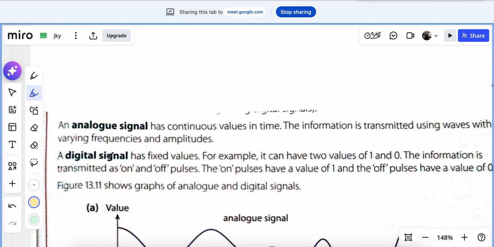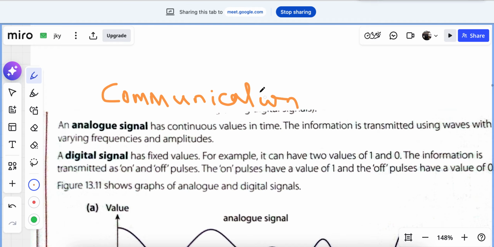Now we go to the next phase of this chapter, which is called communication signals. So we have two types of signal. We have the analog signal and we have the digital signal. What's the meaning of analog?